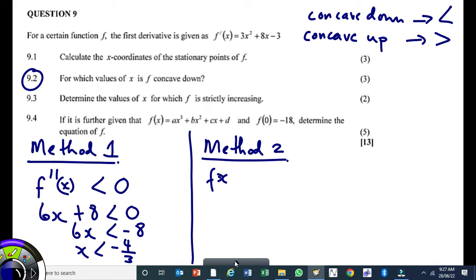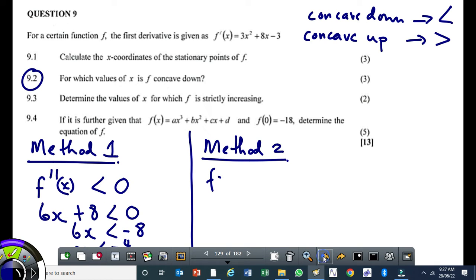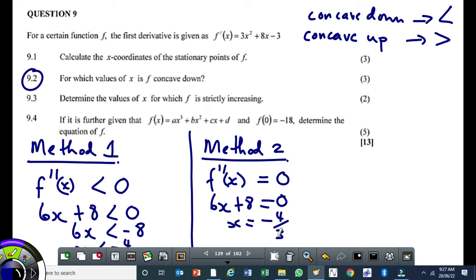So f double prime of x is equal to 0. So I just take that 6x plus 8 equal to 0. If I solve this, I'll get x equal to minus 4 over 3. But now I'm going to have a problem to use this value here to determine the values of x for which the graph is concave down.